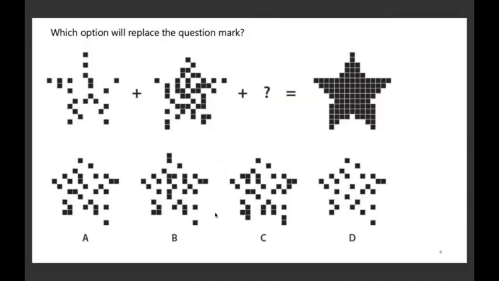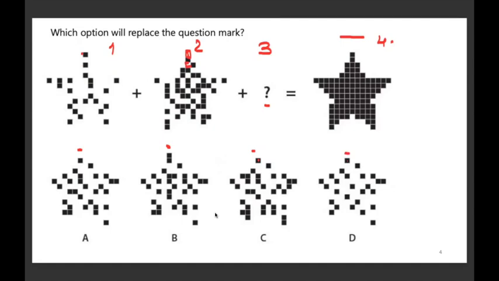Which option will replace this question mark? Figure 1 will add with figure 2, will add with figure 3 to produce the final figure 4 here. We have to identify what will come in figure 3. All right. When you compare all the options together, we see that the tip of A, B, C and D is different. B has a 2, C has one single pixel. If you look at figure 1 and figure 2, the tip in figure 1 will come here, followed by this and followed by another one in figure 1.